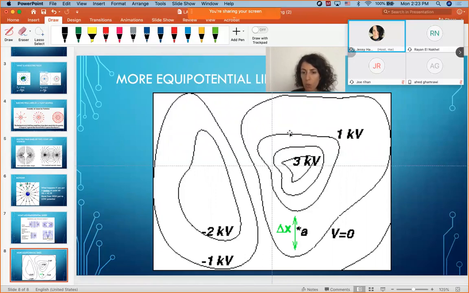It means all the points that are on this line have the same potential, or the potential difference between them is zero. 1000 volt means with respect to this reference, so V equals 0 is the reference in this case. So if I measure between this line and this line, I get 1000 volt. But if I measure between this point and this point, I should get 0. You see what I mean?